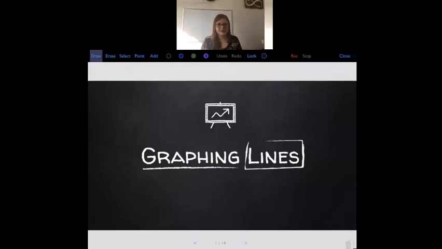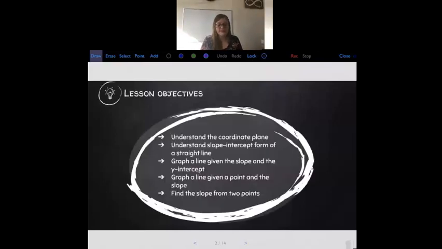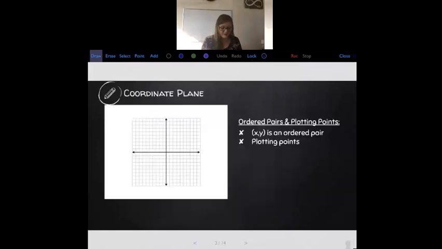In this lesson, we're going to go over graphing lines. Specifically, we'll understand the coordinate plane, we'll graph lines. We'll understand the slope-intercept form of a straight line. We'll graph a line given the slope and the y-intercept. We'll graph a line given a point and the slope, and then we'll learn how to find the slope from 2 points. First, the coordinate plane.